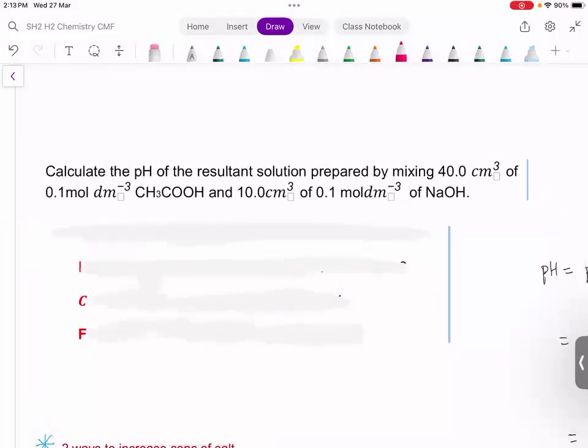Okay, so are you able to calculate the pH of the resultant solution prepared by mixing 40 cm³ of the weak acid and 10 cm³ of the sodium hydroxide? So this is not just mixing, there is a reaction. So after reaction, what type of resultant solution do we form? Then how do we calculate the pH? Right?